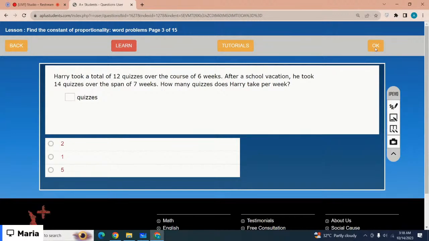The correct option is, very good. That would be 2. The constant of proportionality is 2, right? You can do 12 by 6 and 14 by 7. So, that would be 2.